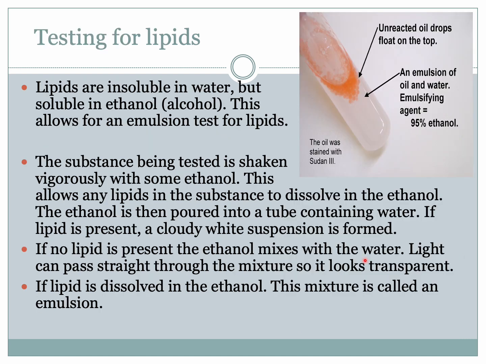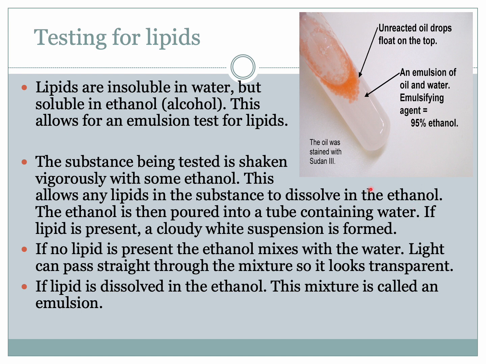Okay, you need to be familiar with the testing for lipids. Lipids are insoluble in water, but soluble in ethanol, which is a type of alcohol. This allows for an emulsion test for lipids. The substance that's going to be tested is shaken vigorously with some ethanol. This allows any lipids in the substance to dissolve in the ethanol. The ethanol is then poured into a tube containing water. If lipids are present, a cloudy white suspension is formed.